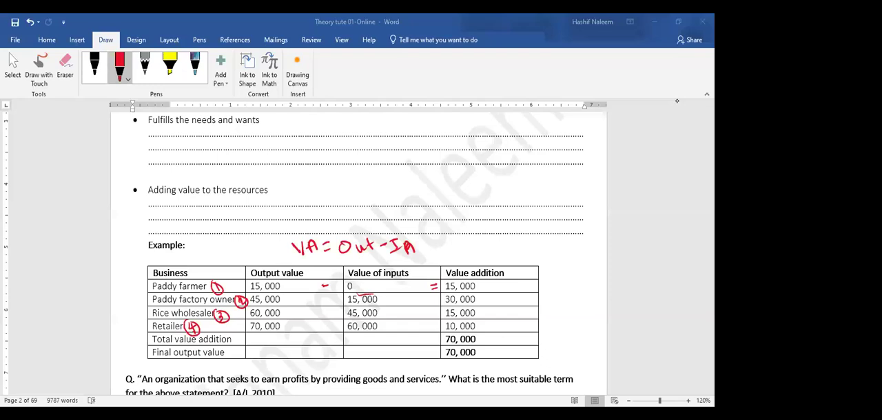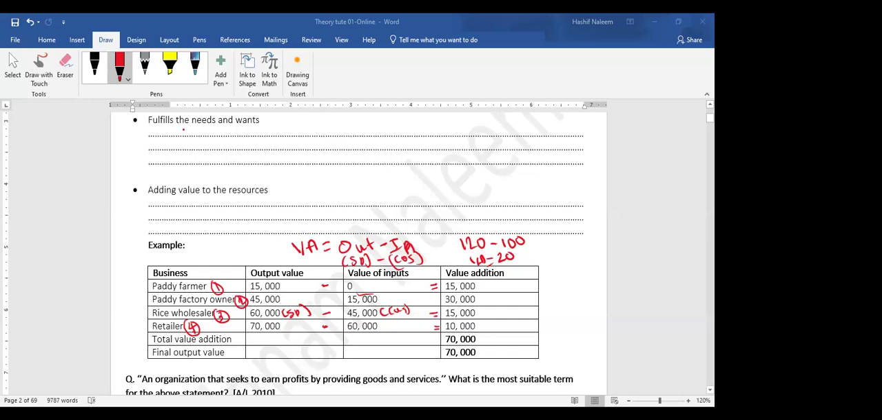Value addition, is it clear? Simply your selling price, your output, minus your input. That is only value addition. So when you take all these four businesses, they are making a value addition. Is it clear? Everyone, is it clear? Others? Clear? Okay, so that's how a business is. Businesses purchase the input and add some value to the resources and convert it to what? Output. So that is value addition.